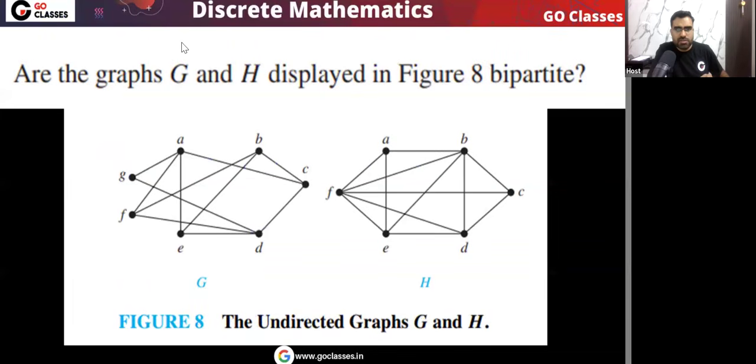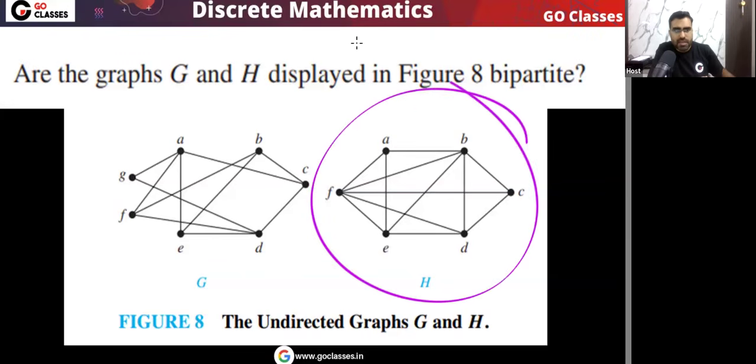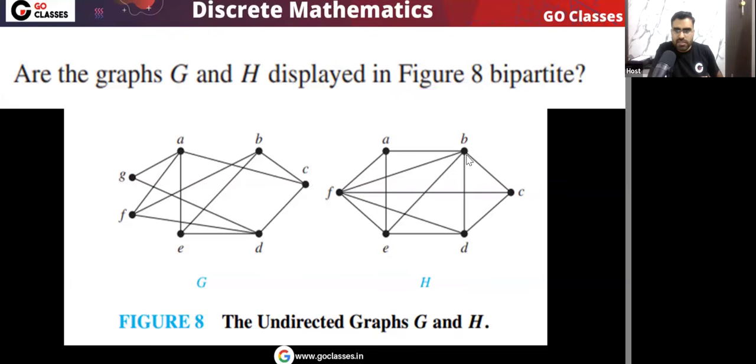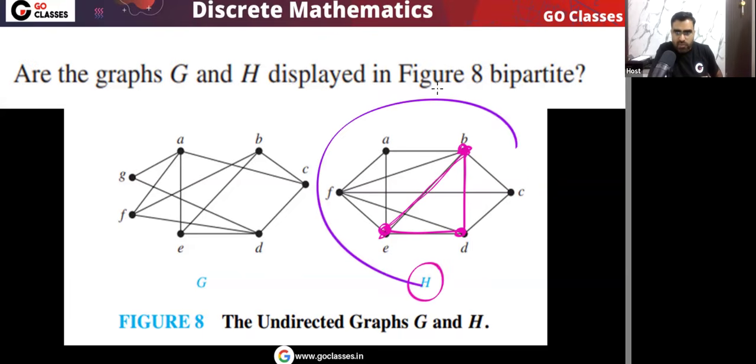Tell me the answer for this question. Are these graphs bipartite? Let's look at this graph. In this graph, you can easily see there is a triangle, an odd length cycle. Look at this B, E, D. You can easily find this triangle. So because this graph H has a triangle, this graph has at least one odd length cycle. So this graph is not bipartite.